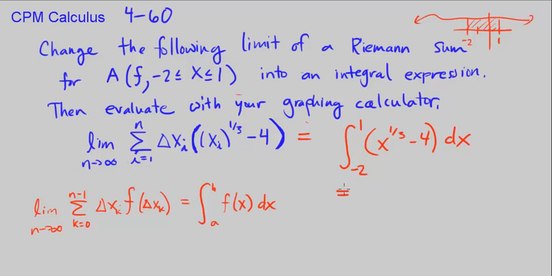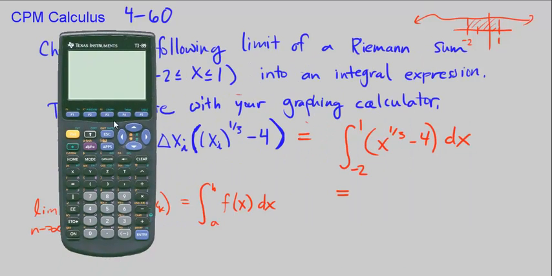Okay, so let's go ahead and evaluate this integral in our calculator. If you take your calculator out and you go F3 and go down to integrate, number 2. Our function now is x to the power of 1/3 minus 4. Our variable is x, starting with -2, going to 1. So I evaluate that.